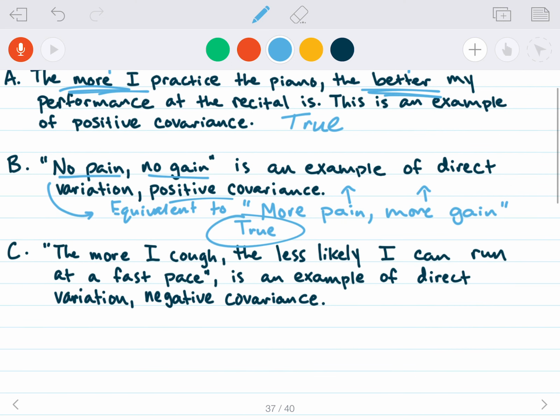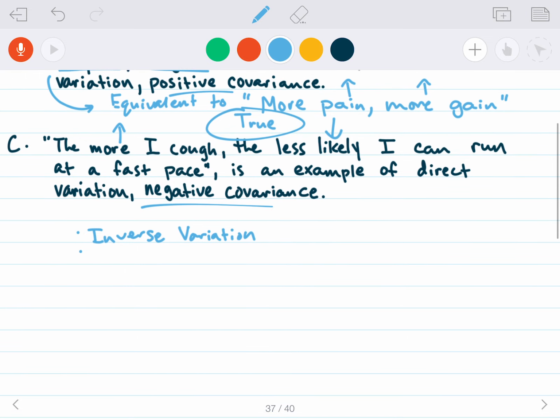All right. The more I cough, the less likely I can run at a fast pace is an example of direct variation, negative covariance. Okay, so the more I cough, we're going up, the less likely we're going down, okay? Up and down means that we have an inverse variation, not a direct variation. So inverse variation. So this is already false because of that. Now, is it a negative covariance? Well, yeah, it is, because if we were to plot this, we would have a negative slope, right?